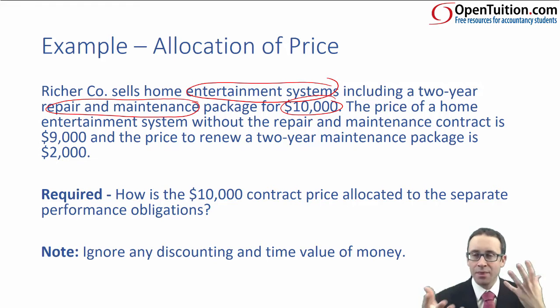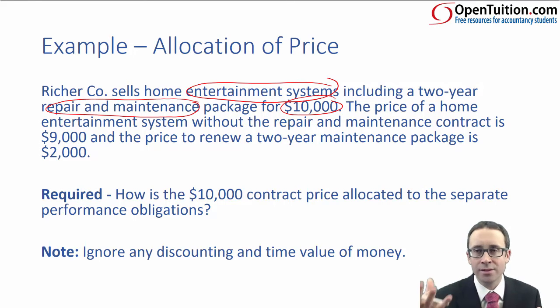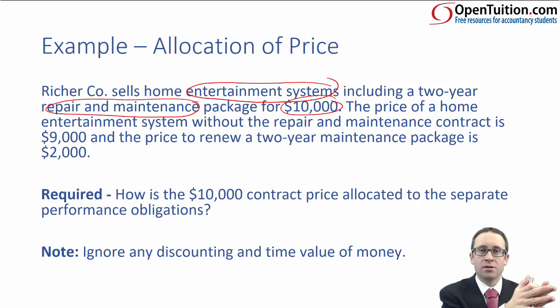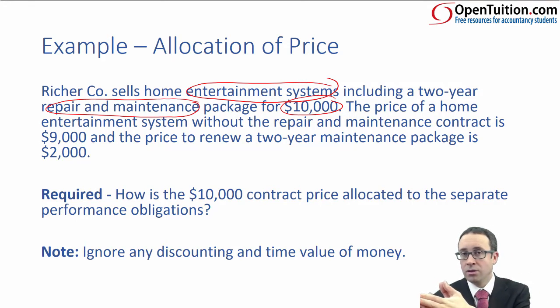So it's that $10,000 that needs to be allocated to the entertainment system and to the repair and maintenance, based upon their separate standalone prices. So if I was to buy the entertainment system separately, how much would it cost? If I were to buy the repairs and maintenance package, how much would it cost? Look at that in total, and then I can say, well, of that, X belongs to the entertainment system and Y belongs to the repair and maintenance.